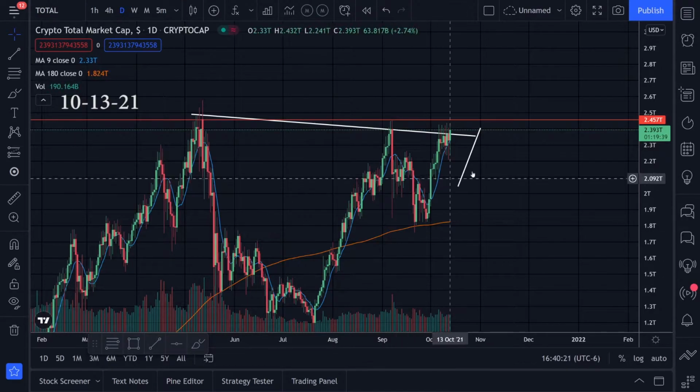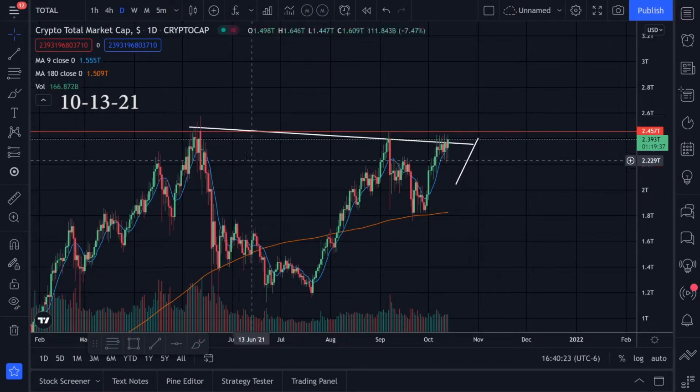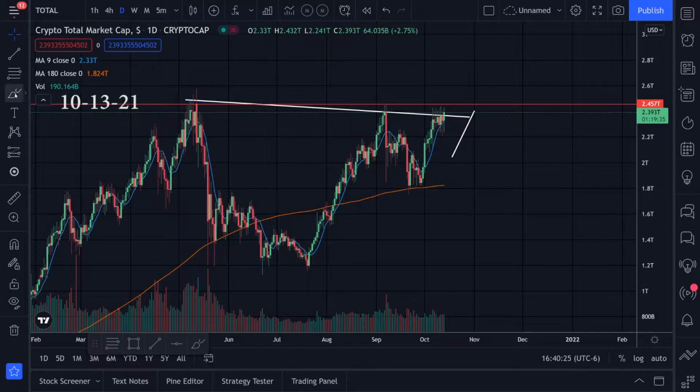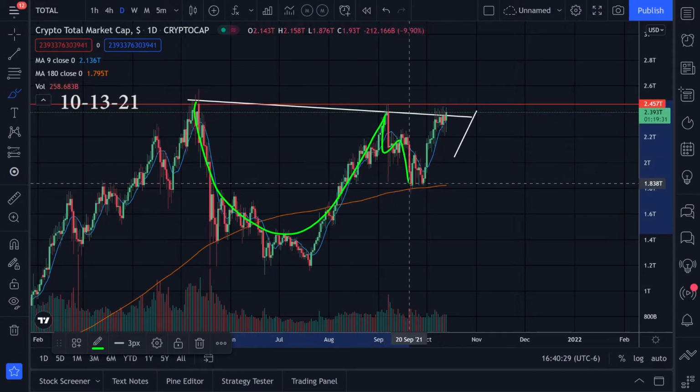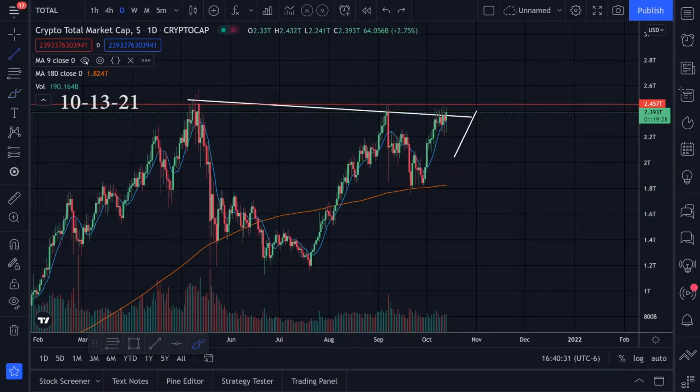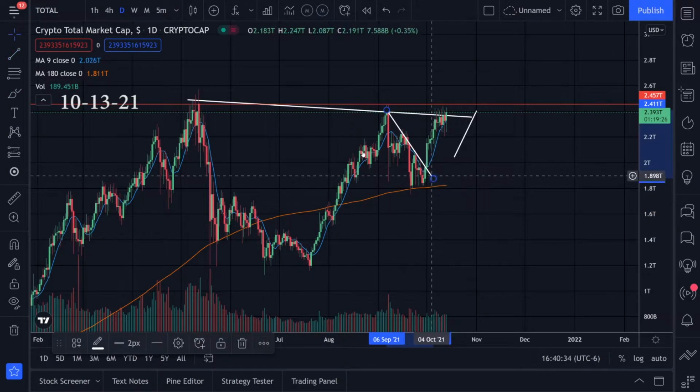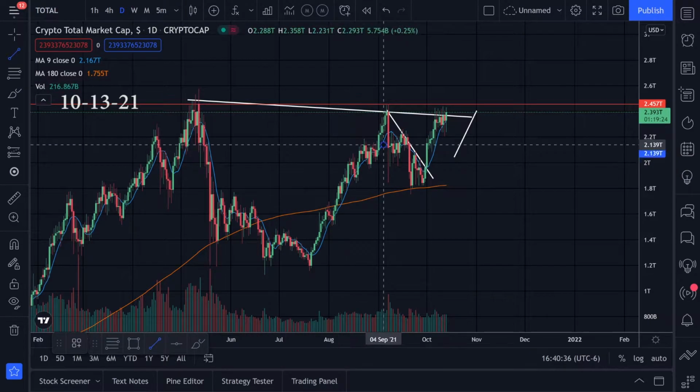Let's take a look at the chart action for the total crypto market cap. Alright, so here's what I've been looking at on the total crypto market cap, and I've been talking about this. We have a cup and handle pattern, something like that, or that's what I was looking at. We had the cup, and then we had a channel pattern after the cup, maybe something like this.